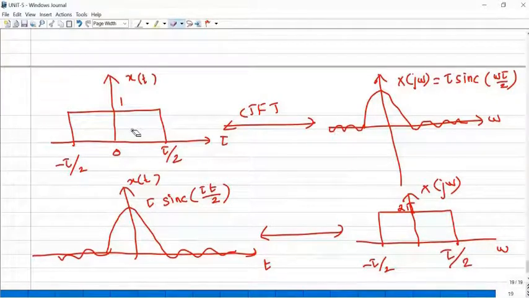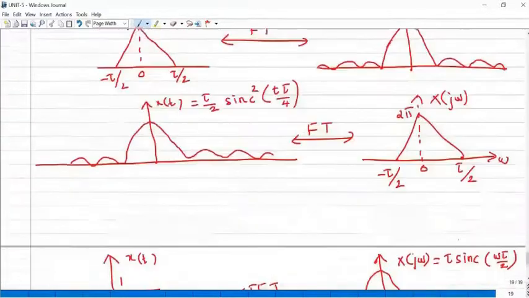CTFT of a rectangular pulse is tau sinc of omega tau by 2. For tau sinc of t tau by 2, the omega is replaced by t as per the duality theorem. Then the result is multiplied by 2 pi in magnitude, so 2 pi into 1, 2 pi, from minus tau by 2 to tau by 2.